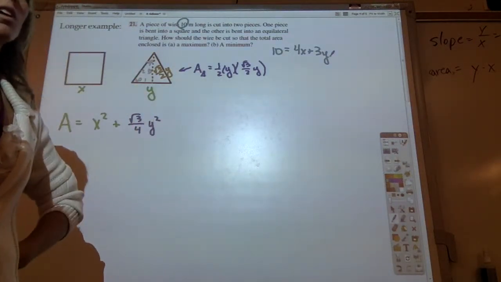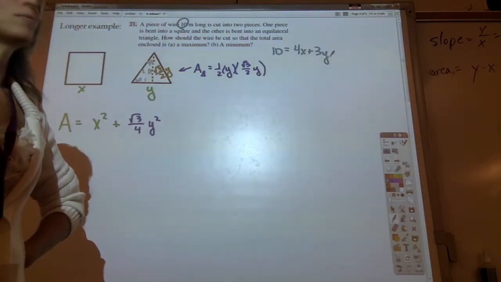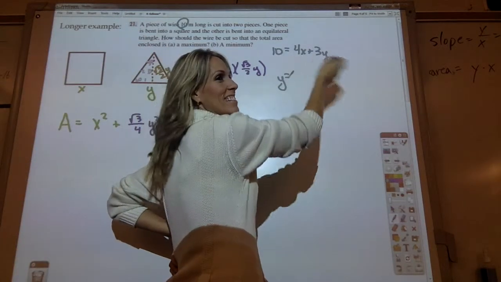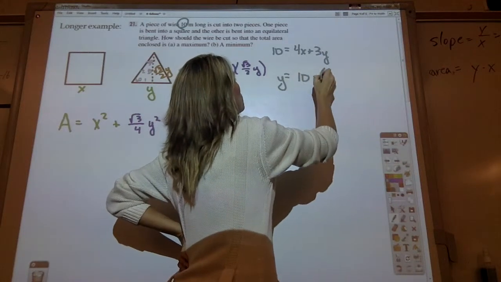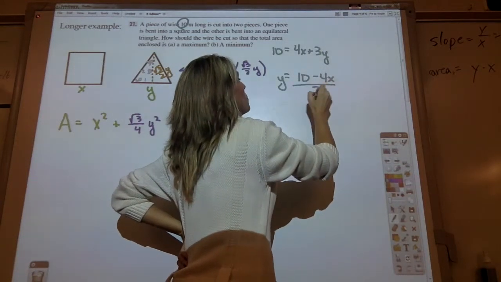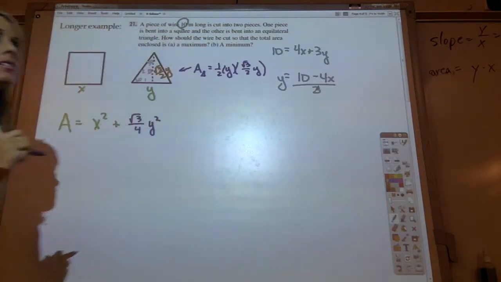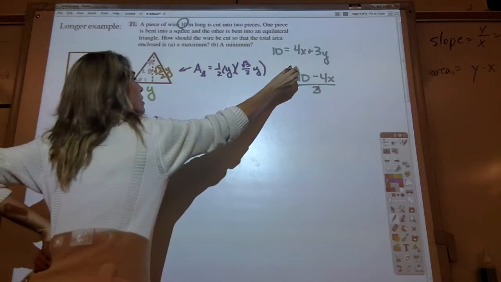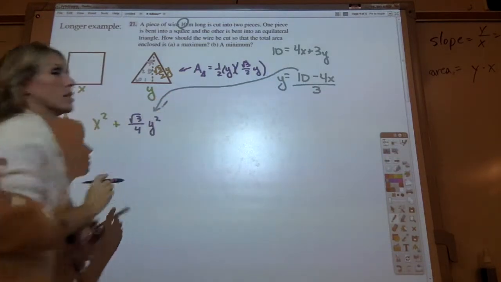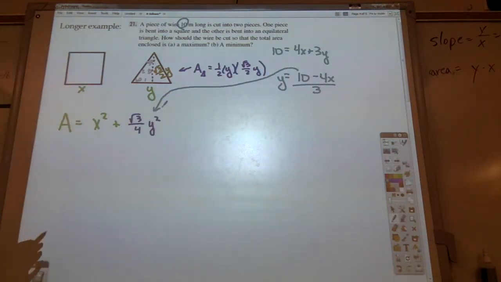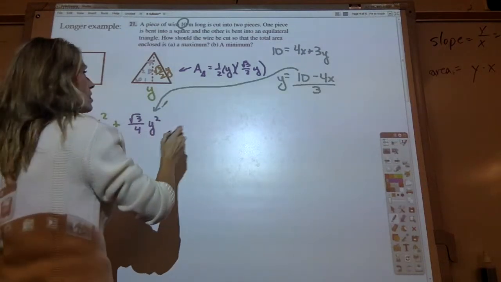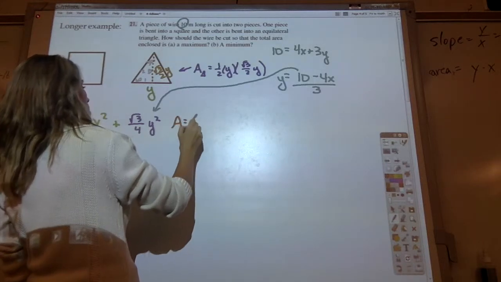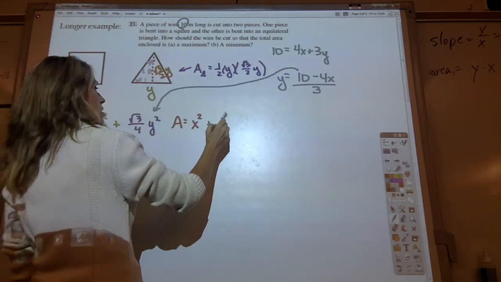Yay. Okay, now from here on out, let me just tell you there are no good choices, bad choices, they're just all ugly. Oh, great. So pick a variable, I don't care which one. One of these, x. Okay, all right, so y equals 10 minus 4x all divided by 3. Okay, that is going to go in here. That's why I said everything's just ugly now.